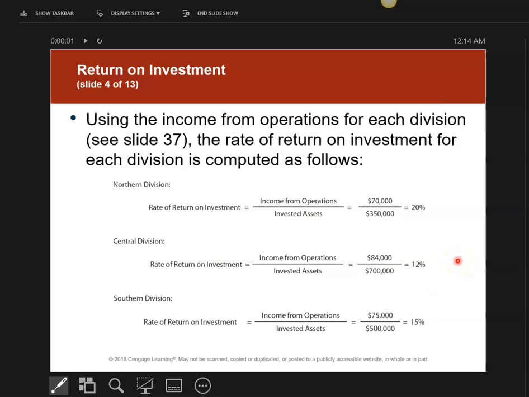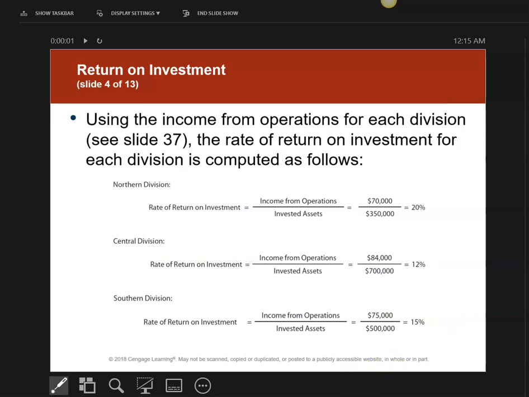So this is important because often a company will establish its required rate of return, such as maybe 10%. If this company said, look, 10% is my required rate of return, I'm not going to do anything unless it generates me 10% or higher. Well, all three of these divisions are meeting that. But I need to talk about return on investment and take it one more step.